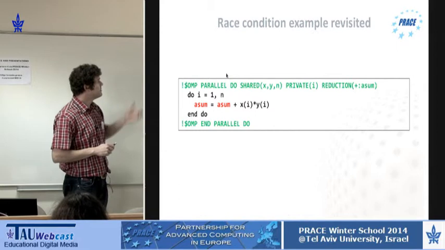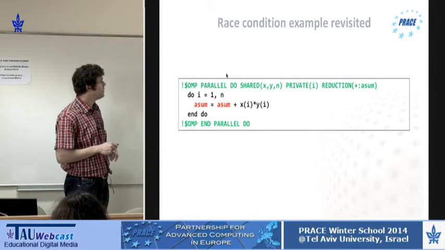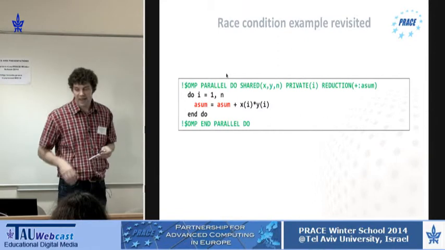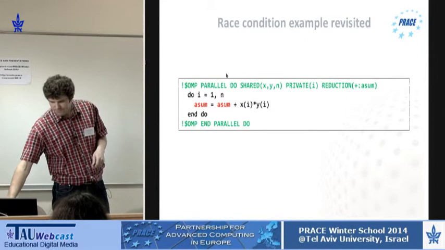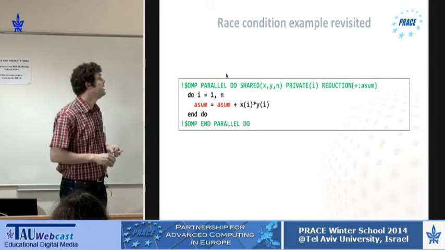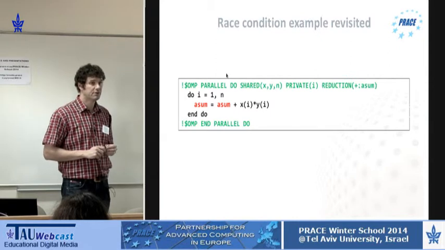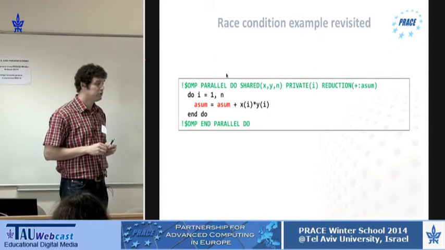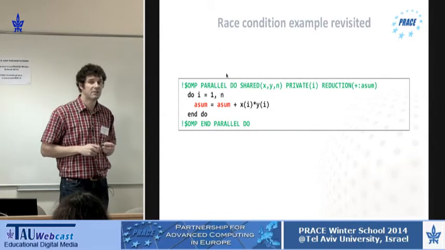So now this same program could be done with the reduction clause here for the ASUM, and with this construct, it would now work in correct fashion, not in random fashion, depending on which order the threads enter the loop or execute the statements in the loop.